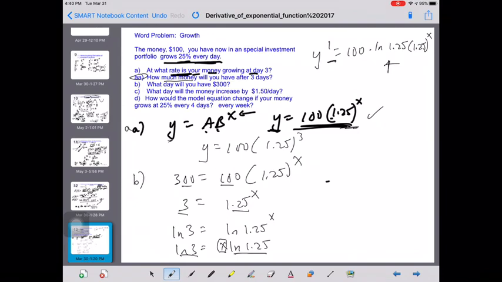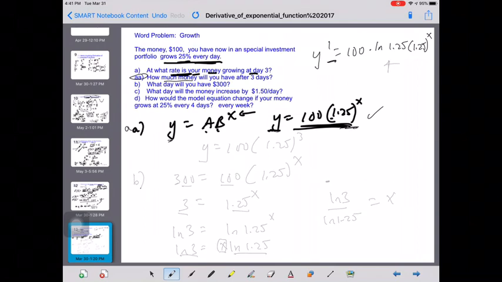And then we isolate for x by dividing both sides by ln 1.25, and we end up getting x being ln 3 divided by ln 1.25. Put it in your calculator and you get some value after that.